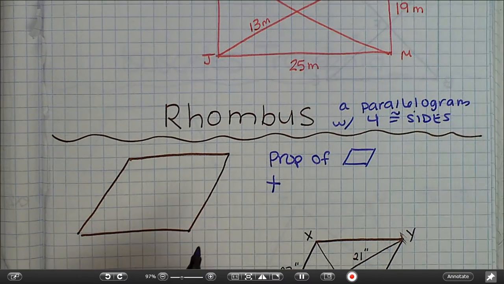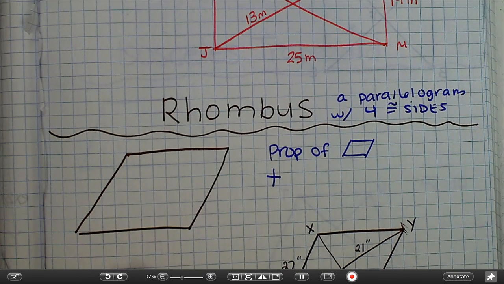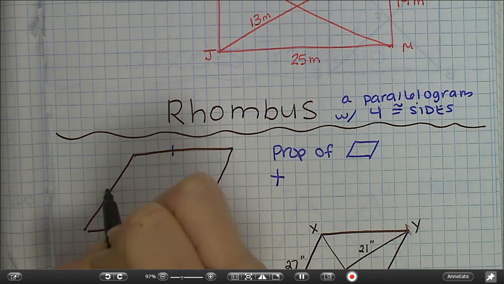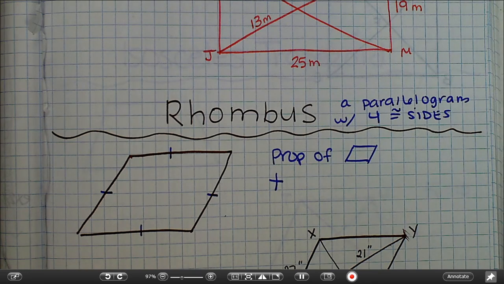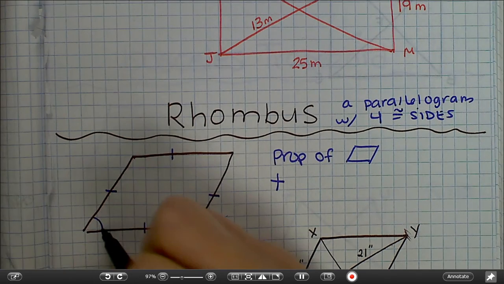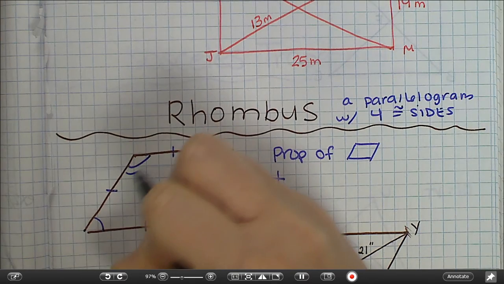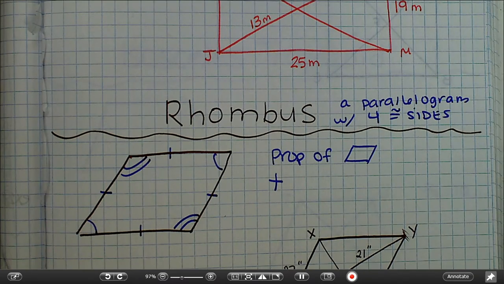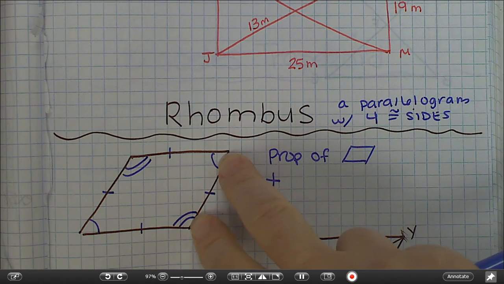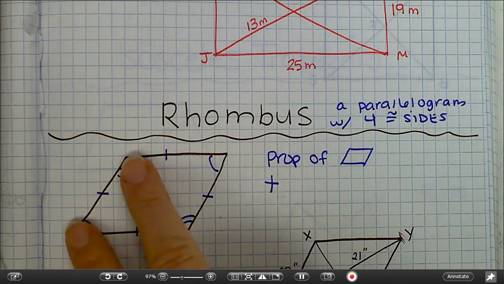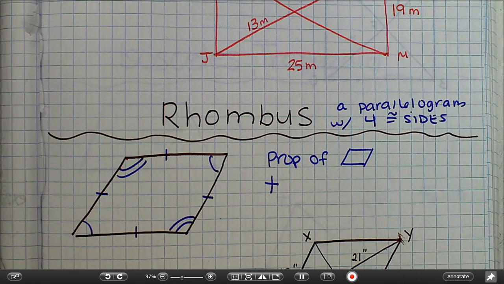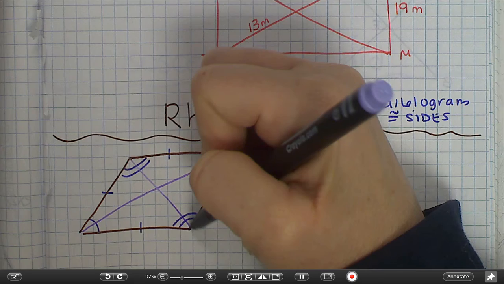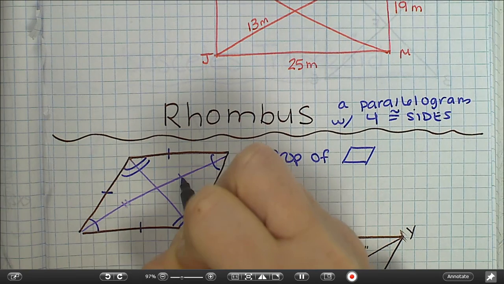So let's go over again, just for repetition's sake, the properties of a parallelogram. Opposite sides are congruent. But in a rhombus, all the sides are congruent. So there you go. The next property is opposite angles are congruent. And then we have same side or consecutive angles are supplementary. So that works in all of those directions. And then we have the properties for the diagonals. In a parallelogram, we know that diagonals bisect each other.